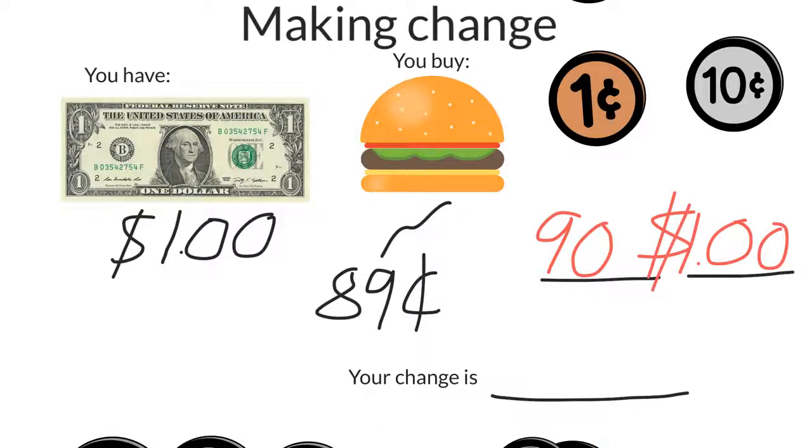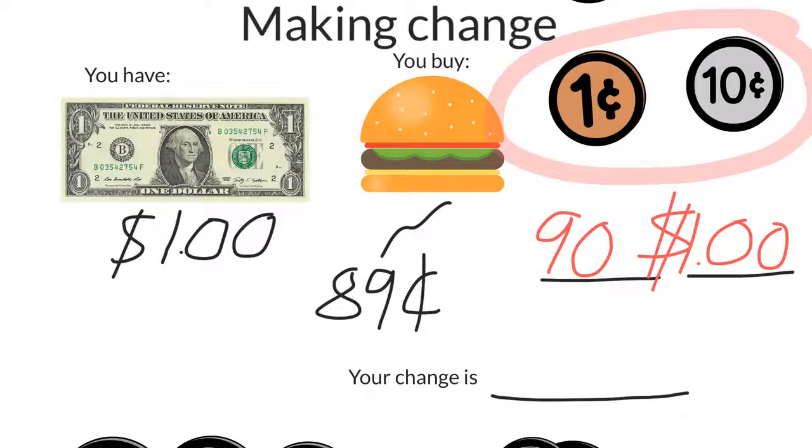Now we're not quite finished yet. So we had our dollar, we bought the burger for 89 cents, we counted on with a penny to get to 90 cents, and a dime to get us back to our dollar. Now we don't have a dollar left. What this is showing here, this part is our change.